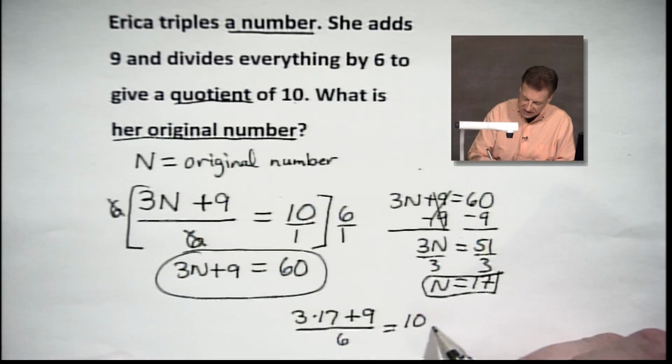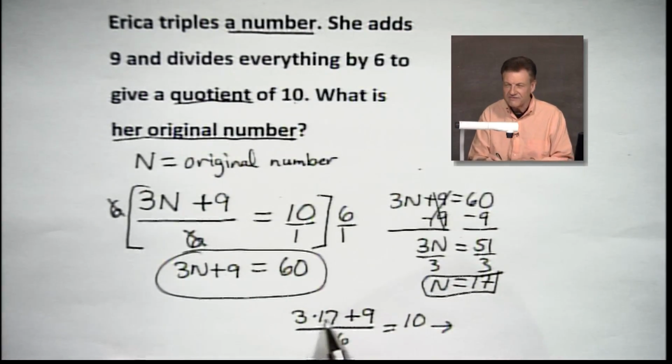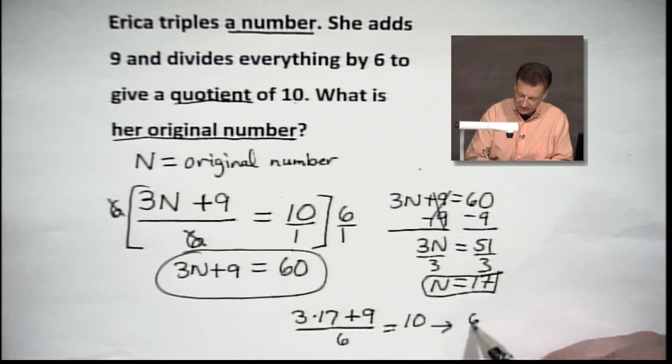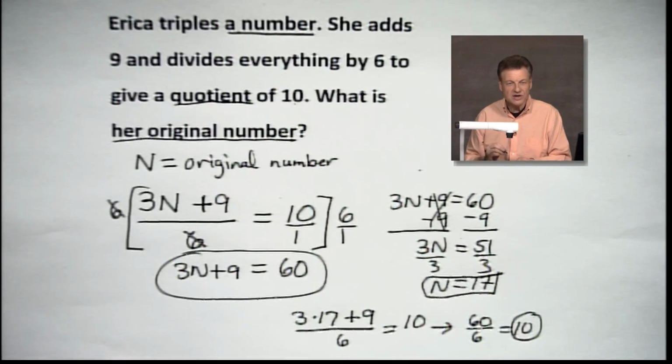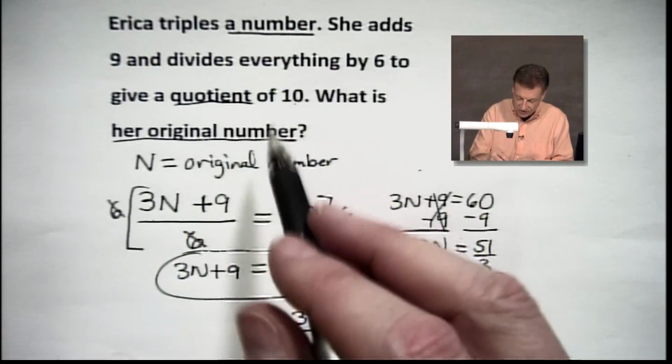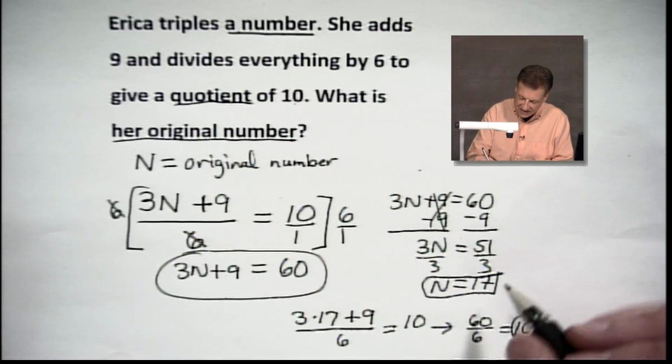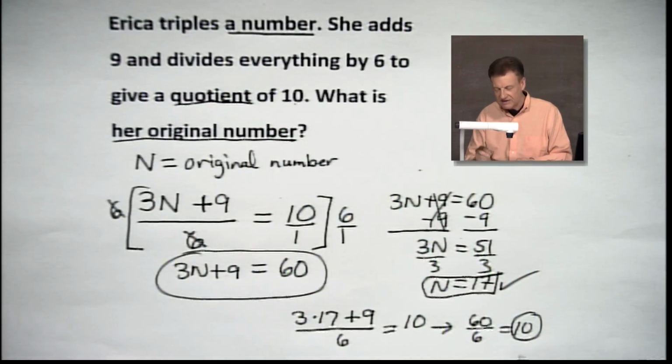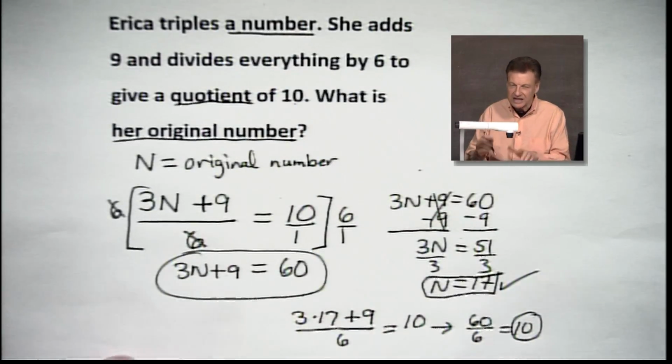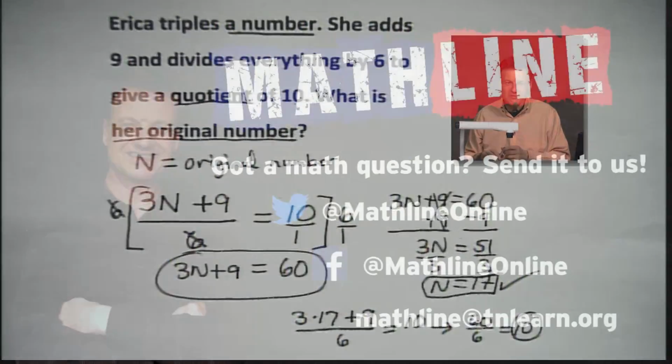So this basically is going to tell me I get 51 plus 9. And 51 plus 9 is 60. And we're over that 6. And that will give us 10 right there. So Erica, you tripled it. You worked through it. We say 17 is that original number. It verifies out when we check it back through the problem. Does it make sense? You can do that mentally, or you can just write it down like I did here, just to show you where all the steps are coming from. And that, folks, there's your problem of the day.